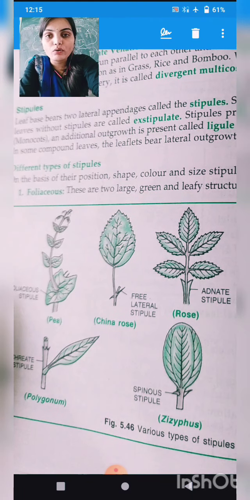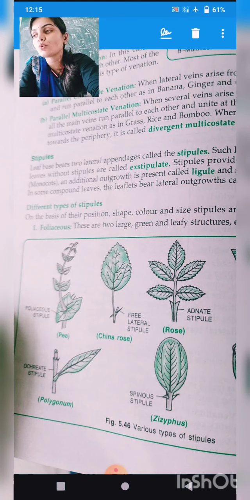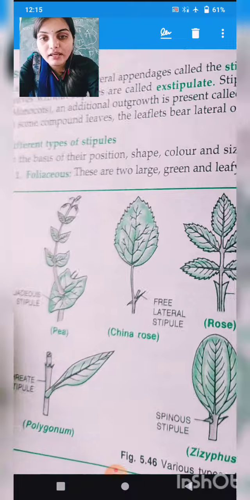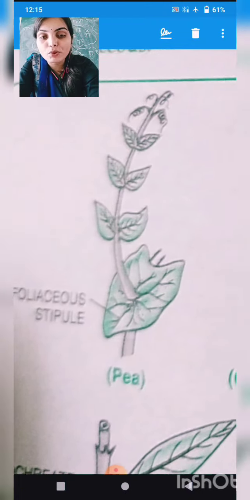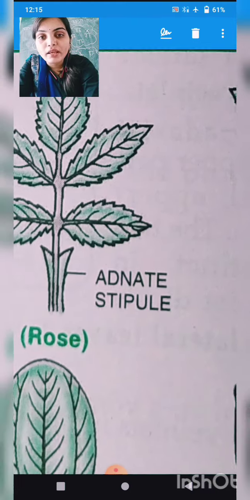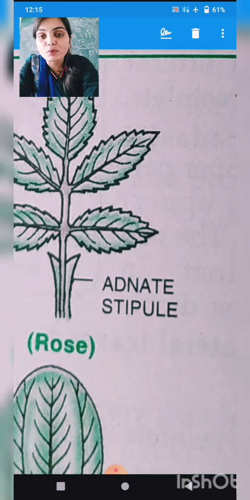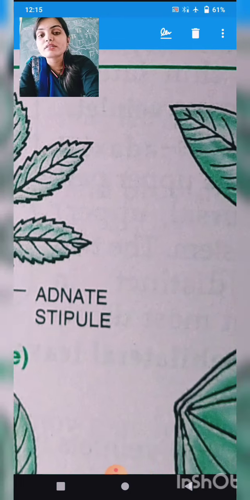Now we have to see different types of stipules. What are stipules, beta? Stipules are lateral appendages. Like you can see in this diagram, there are foliaceous stipules. Here you can see free lateral stipules, found at the base of the leaf. Here, adnate stipules. It is found like bifurcating two stipules.